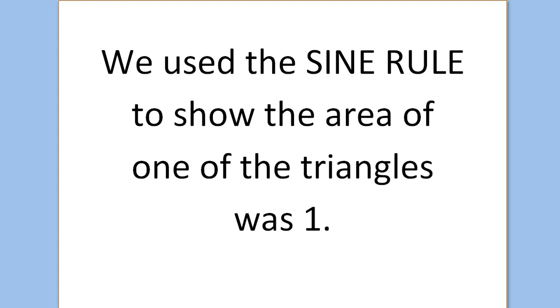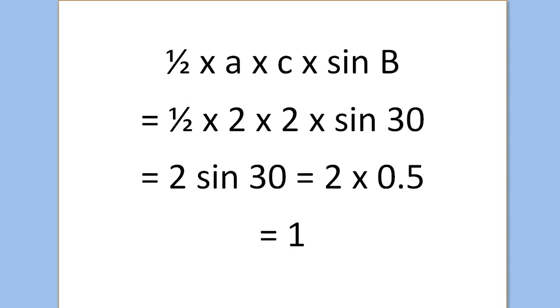We used the sine rule to show that the area of one of the triangles was 1. A half times A times C times sine of B equals a half times 2 times 2 times sine of 30 equals 2 sine 30 equals 2 times a half equals 1. The sine of 30 is a half. You can check that on your calculator. Use degrees.